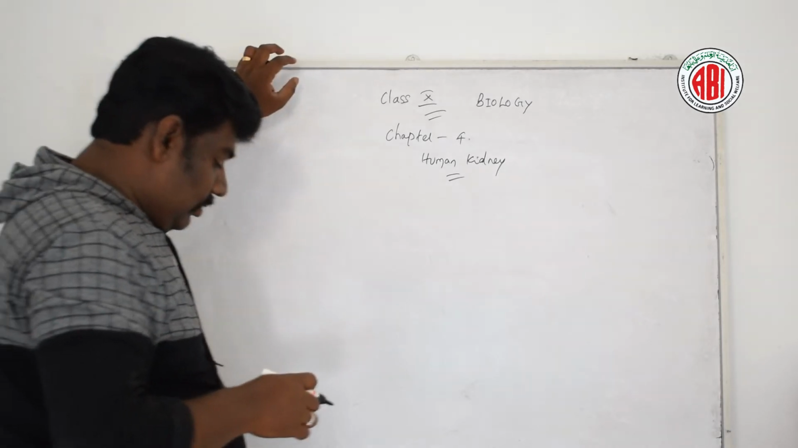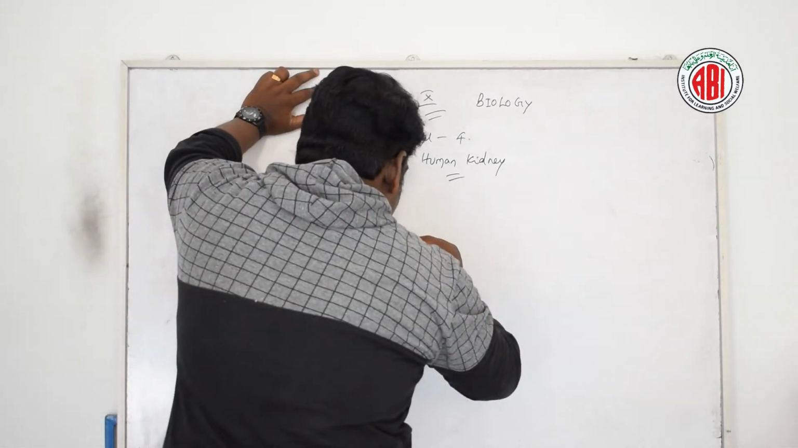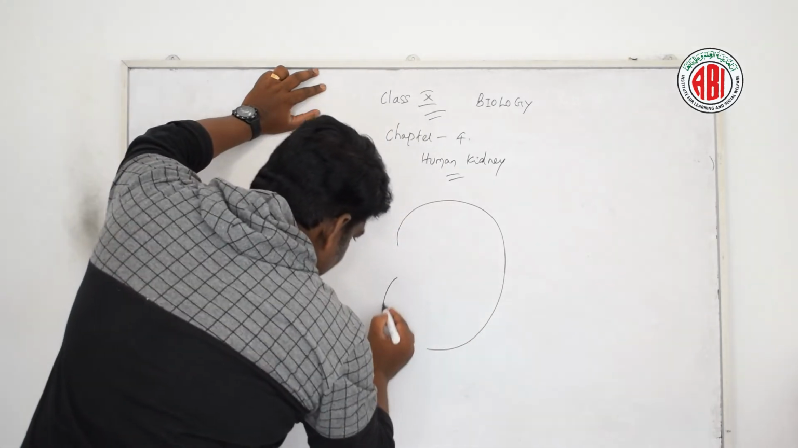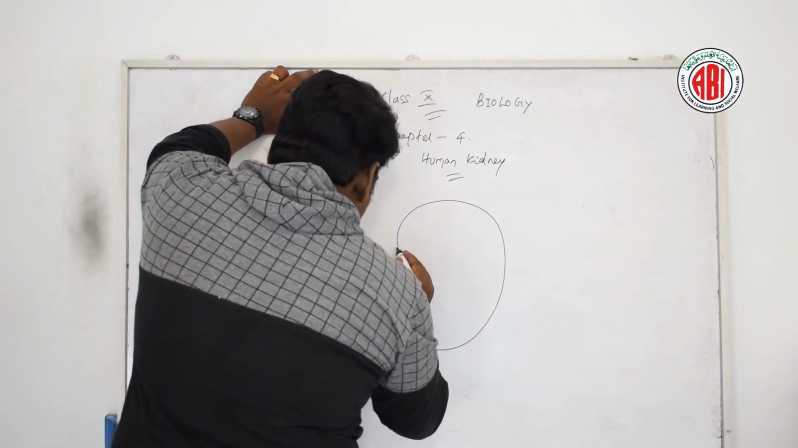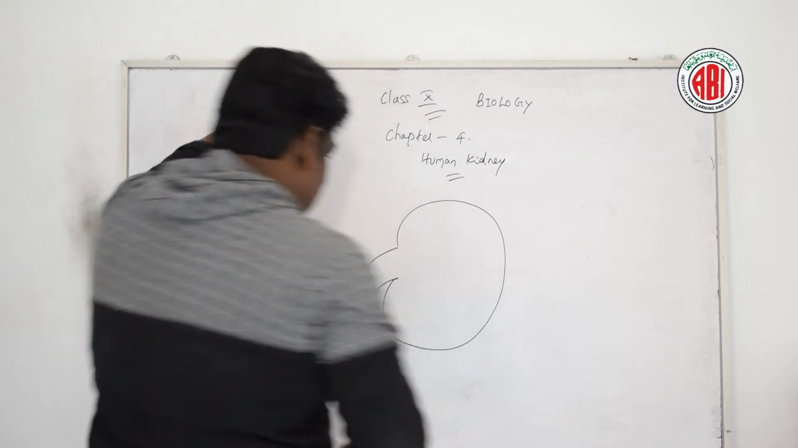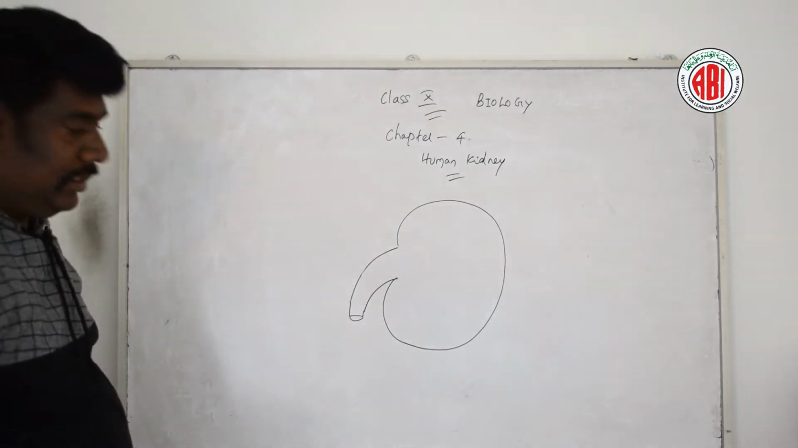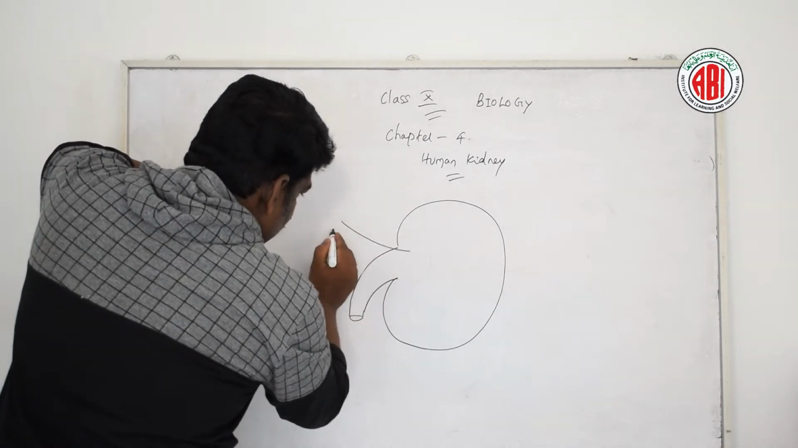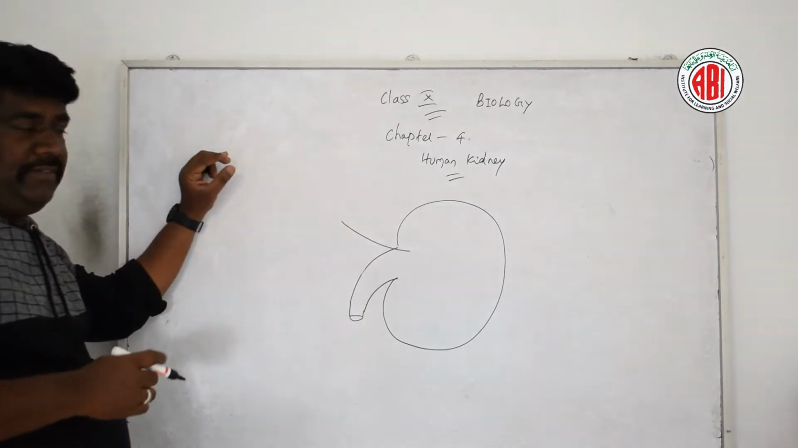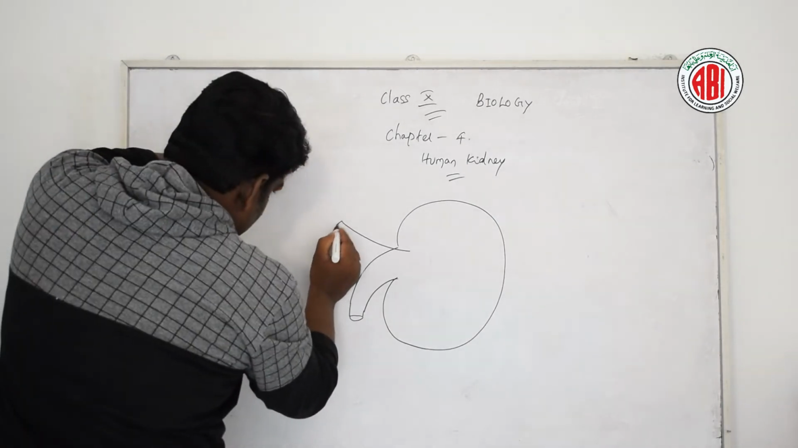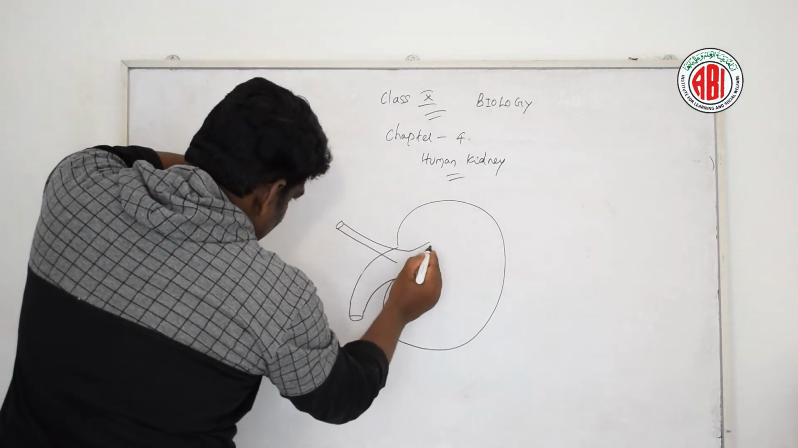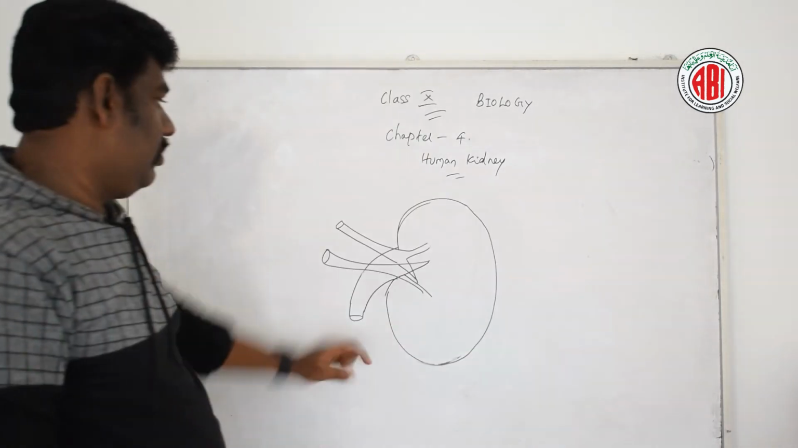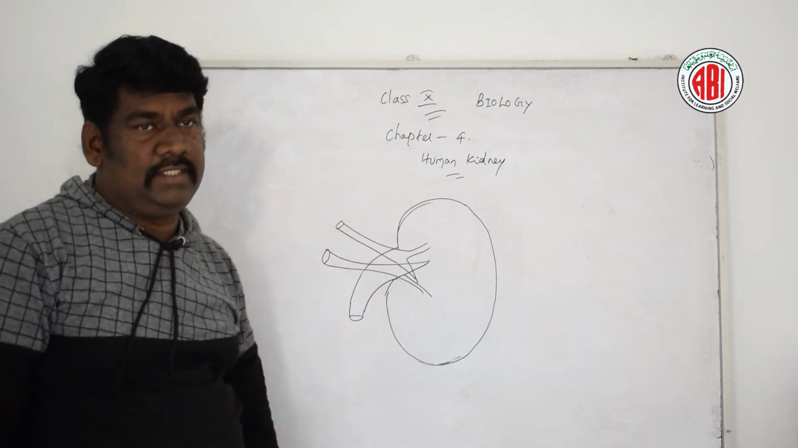Okay, so now let us see how to draw this diagram. Very simple. We just have to draw a bean-shaped structure, having a descending pipe. Inside of this descending pipe there are two different pipes which are entering the kidney. One is the artery, the other one is the vein. Okay, so it's a very simple structure.